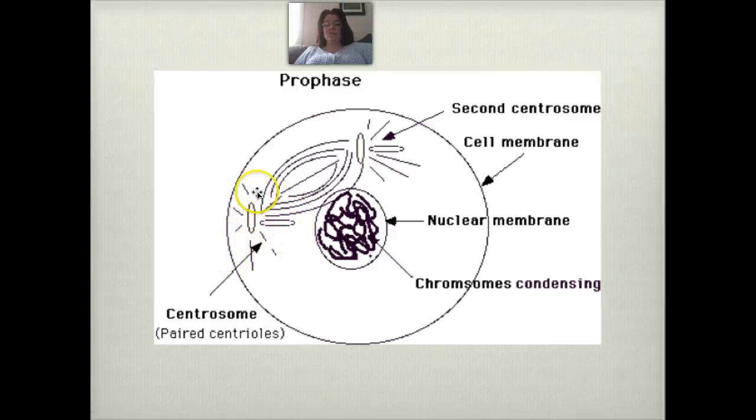Here's one centrosome with a pair of centrioles, and here's another centrosome with a pair of centrioles. And here's the beginnings of the mitotic spindle. This is prophase.